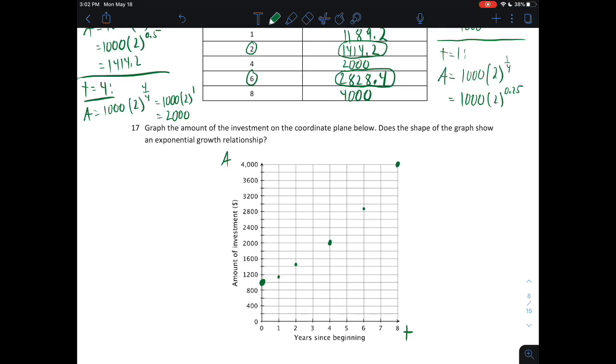And notice this is not quite a straight line. There is a curving to this. You can see that it's got a little bit of a curve implying the exponential growth.